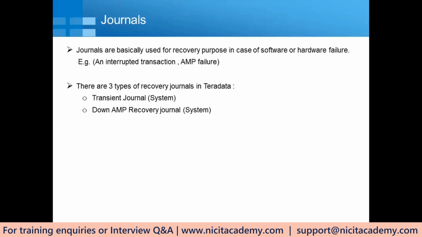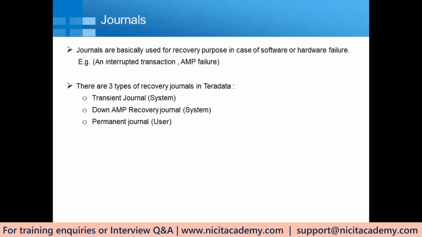Okay, so another AMP will be maintained, the recovery. This is also maintained by the system whenever you are enabling fallback. Fallback, the transient journal will be automatically enabled. You are not going to enable it. And we also have a permanent journal, which will be permanent.